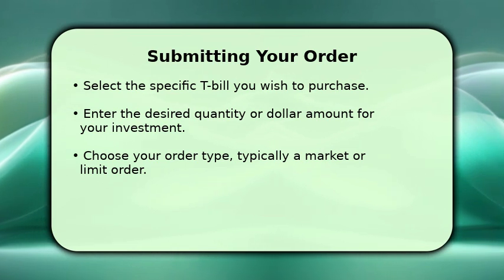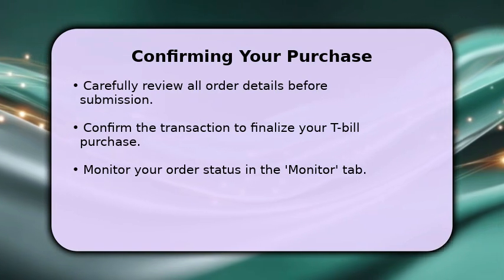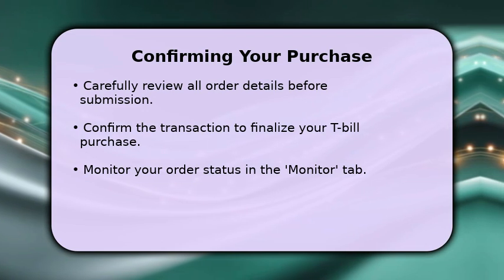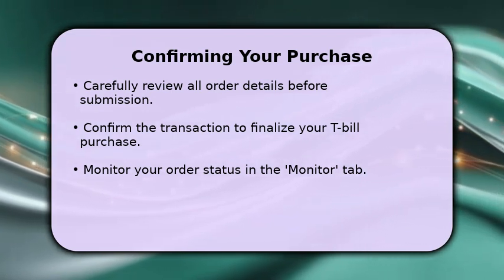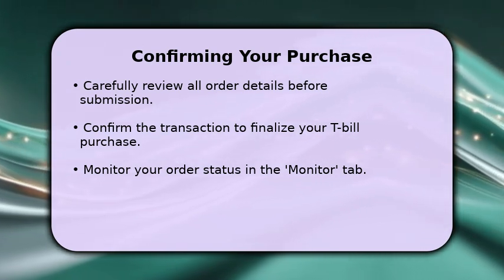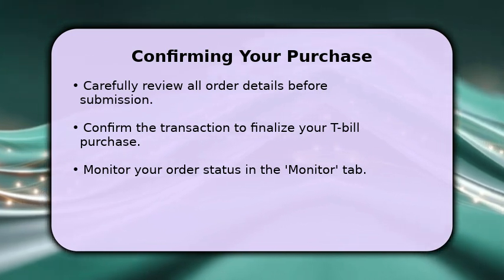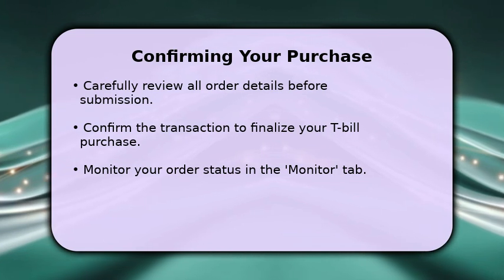Confirm these details carefully. Before finalizing, take a moment to thoroughly review all the details of your order, including the T-bill selected, the quantity, and the order type. This is crucial to prevent any errors. Once you are satisfied, confirm the transaction to submit your purchase. You can then track the status of your order in the Monitor tab to ensure it executes as expected.